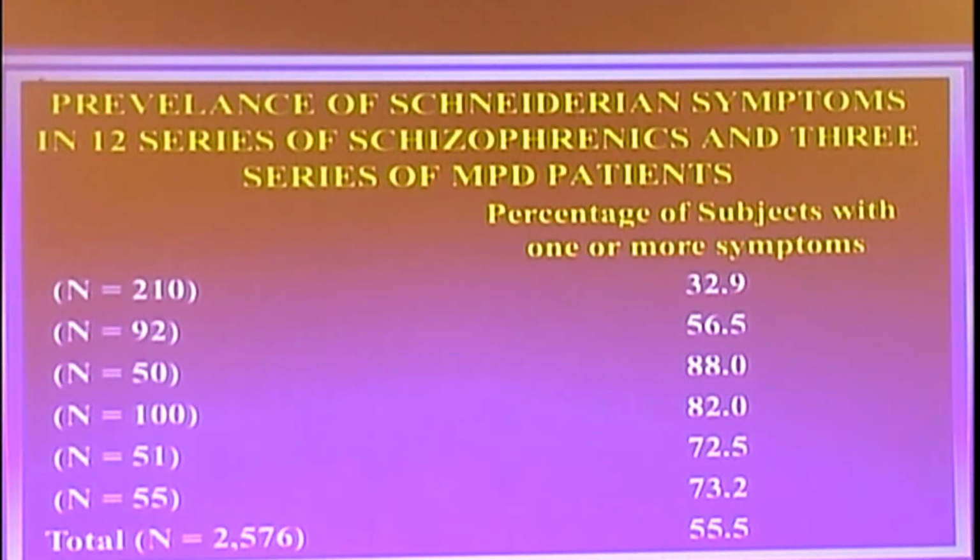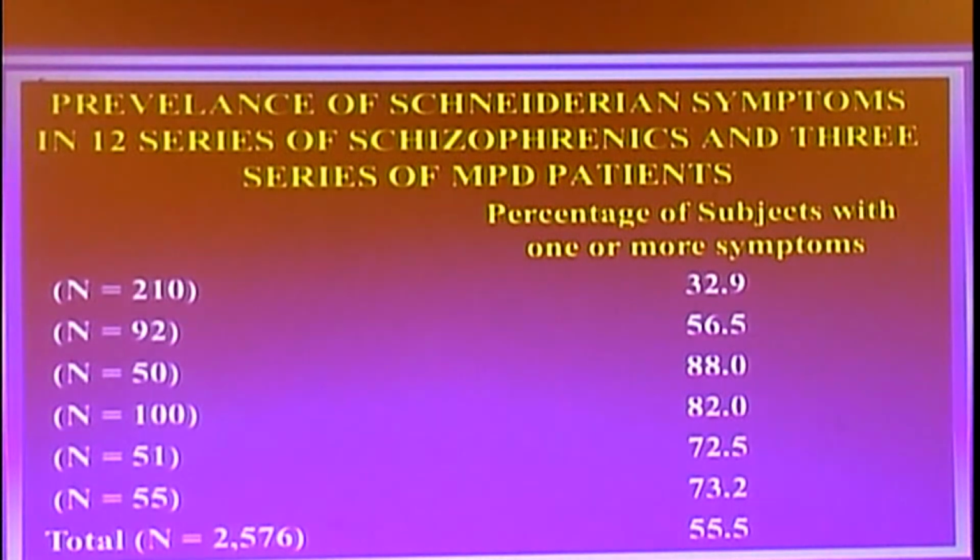So all these series, this is the number of people in each publication. There's 12 different publications. That's the number of people with schizophrenia. And that's the percentage who had any Schneiderian symptoms, one or more. So there's a lot of people in these studies who have schizophrenia but don't have any of these symptoms. So the total, when you add all the studies up, is 2,576. And almost half the people had no Schneiderian first-rank symptoms of schizophrenia at all. How weird is that?